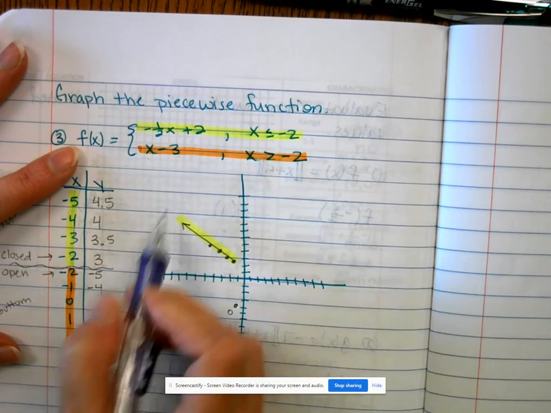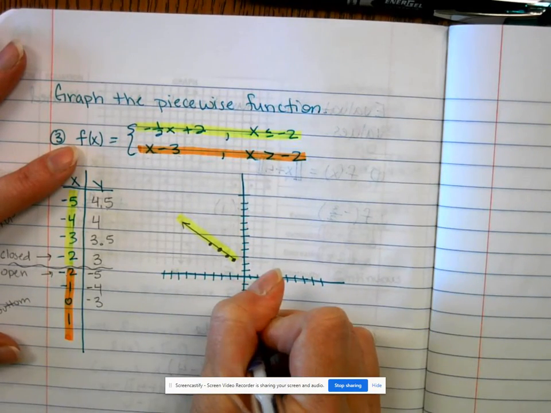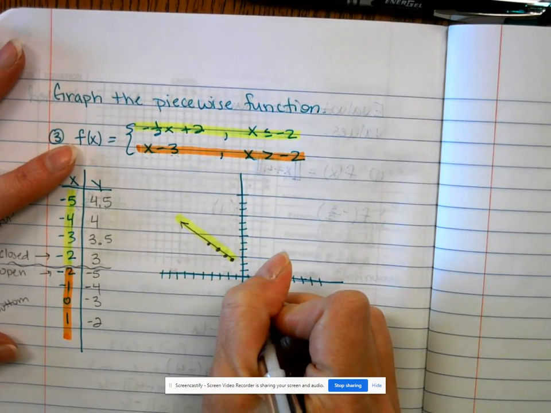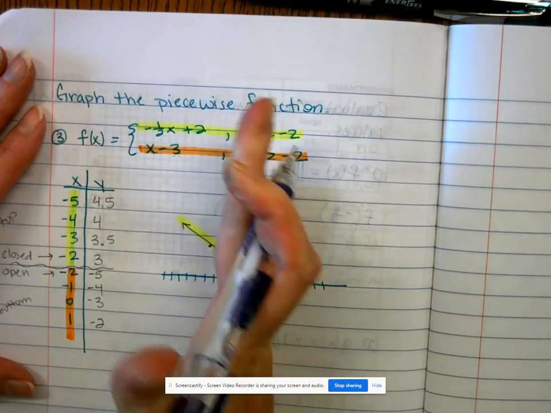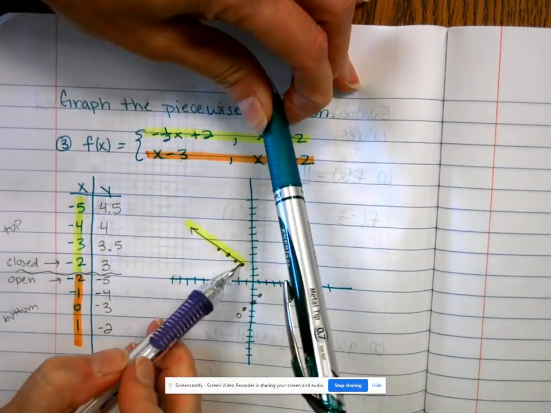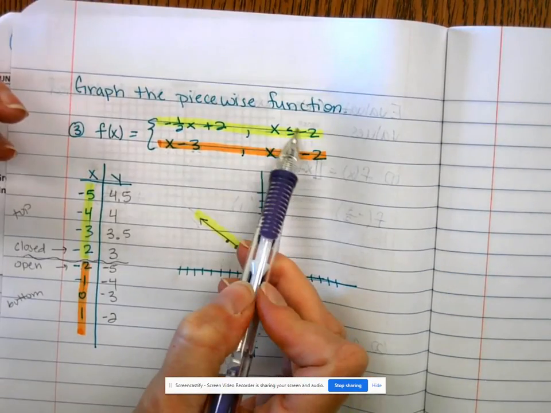Plug in a 0, 0 minus 3 is negative 3. Plug in a 1 minus 3 is negative 2. And then it's like a split right here. So we graphed these points, put an arrow that way because they go that direction. You can see from here.